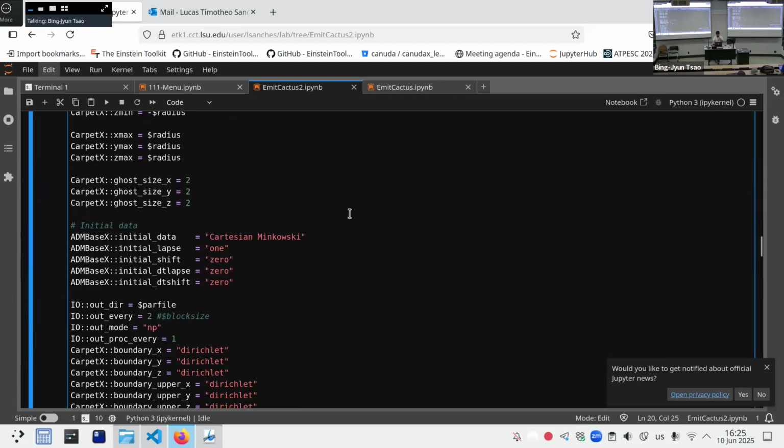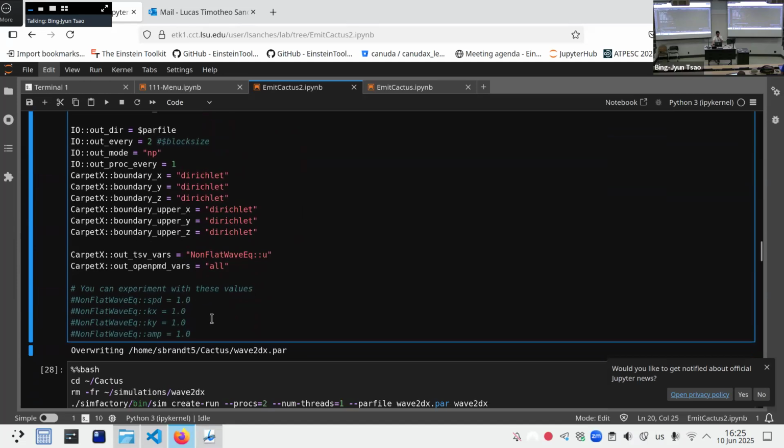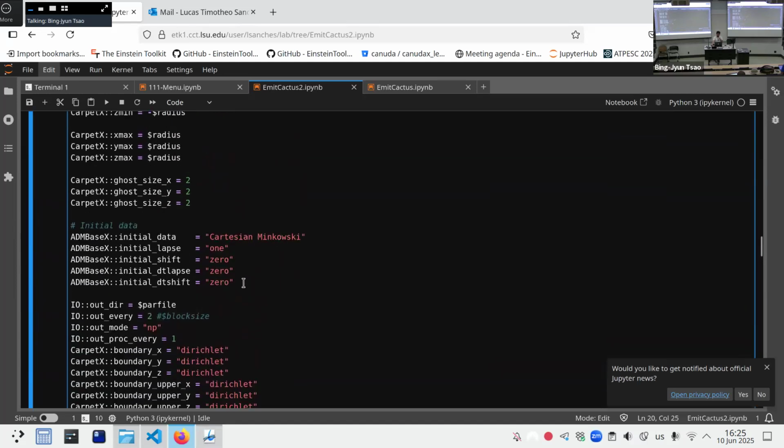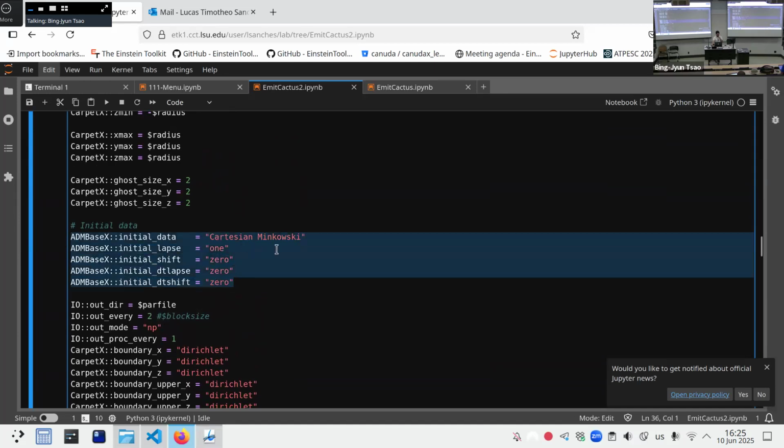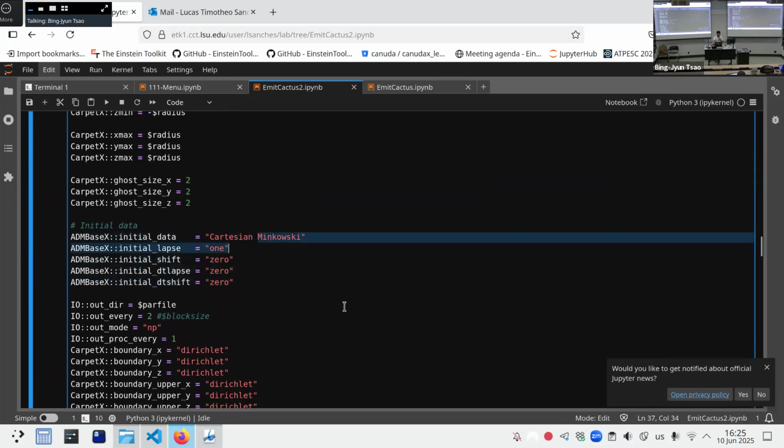But you guys can play around with that, right? Yeah, I wanted to call your attention to that. So what options do we have here for a flat metric? Well, ADMBaseX doesn't really give us anything besides the Minkowski flat metric, right? So an interesting thing for you guys to try and do is to write a thorn that actually sets up different initial data than flat metric, right?